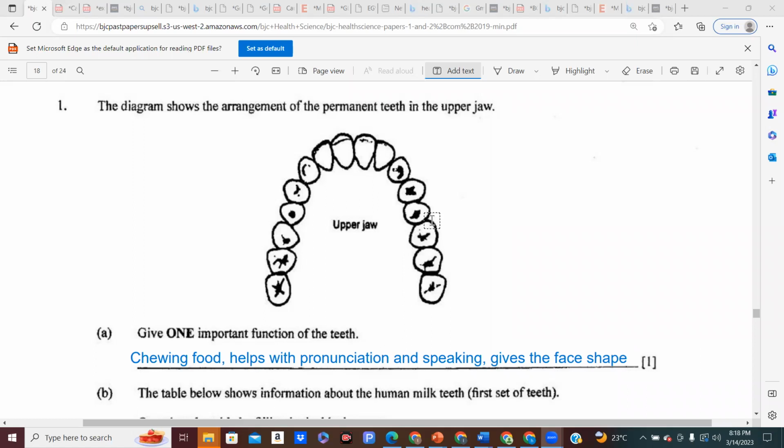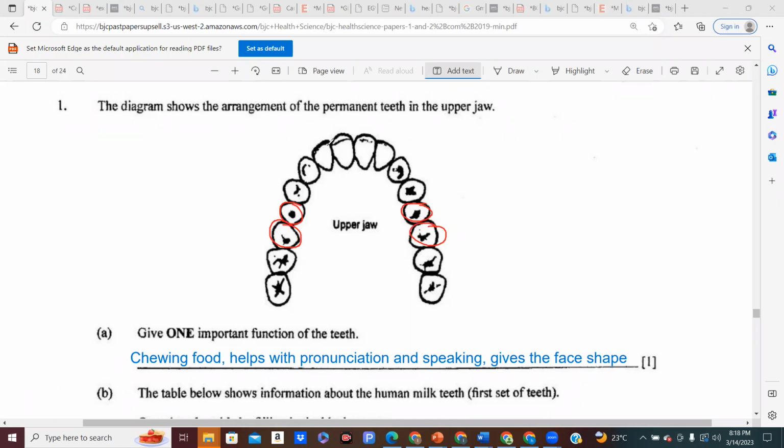Okay, how many teeth are in this upper jaw? 16. Do you think any baby is going to come up with 16? No, it's too much. They have the complete set. Okay, so there's 16 of these. Now remember, for the baby we only have what? We only have the premolars. We don't have the molars.